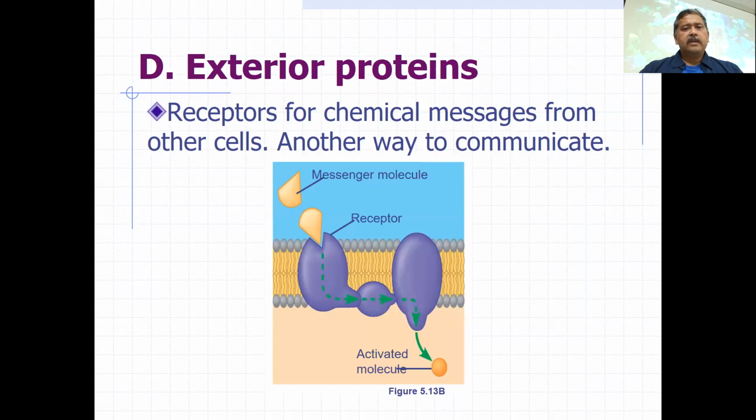So here are the exterior proteins acting as a chemical receptor for this chemical messenger. And so here's this chemical messenger, might fit into a site on this protein, and that might be the reaction, the signal to continue some more chemical reactions. And so this is another way for cells to communicate with each other.